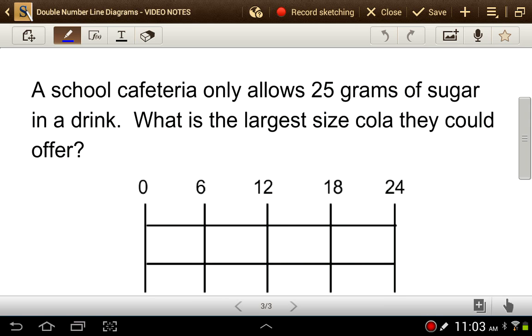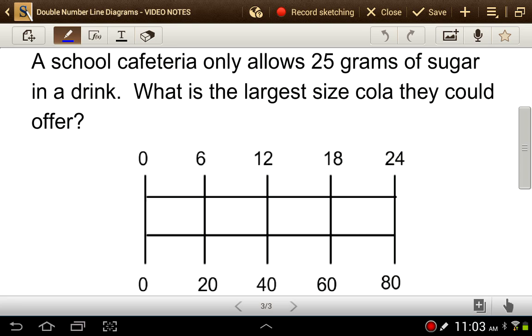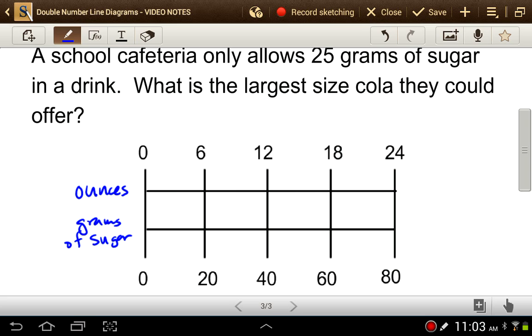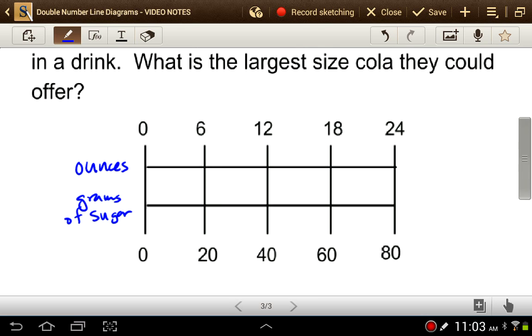I have my double number line drawn, with my ounces on the top and my grams of sugar on the bottom. Now I want to know, what if it's 25 grams? Well, when I look at my double number line, there is no 25. So it's going to take a couple of steps. I'm going to scroll down so I have room to work below.